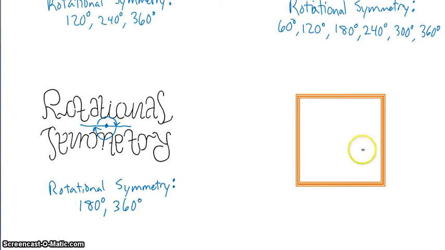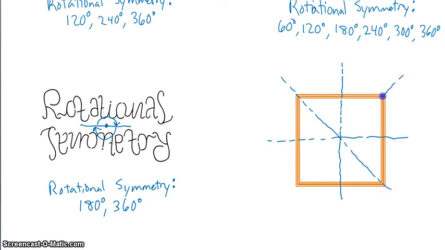A figure can have both line symmetry and rotational symmetry. If you look at this last figure, this square has line symmetry. In fact, it has 4 lines of symmetry.